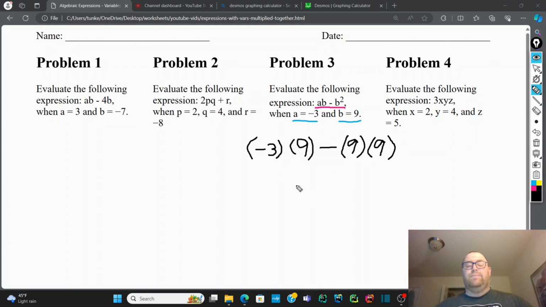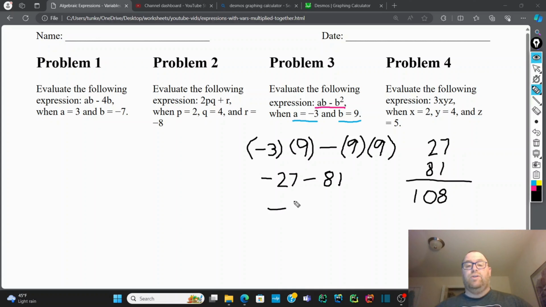Okay, -3 times 9 is -27. 9 times 9 is 81, so we're going to subtract from -27 another 81. And when we do that, we're just going to add the 81 to the 27 and make it negative. So I'm going to do 27 plus 81. So 7 plus 1 is 8. 2 plus 8 is 10. So this expression evaluates to -108.